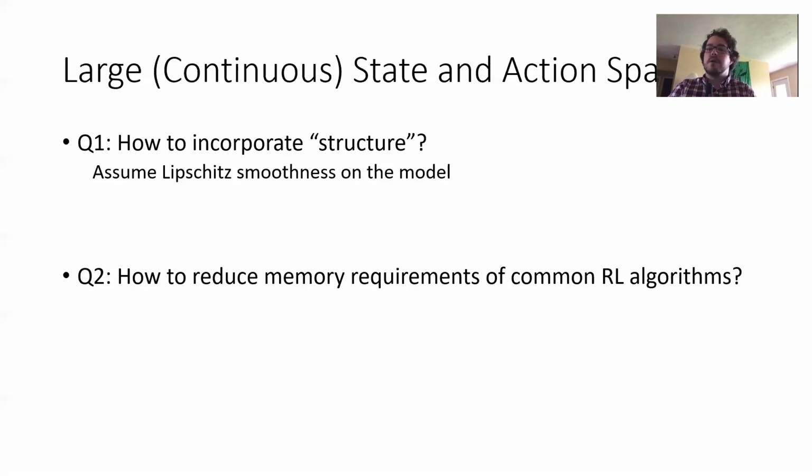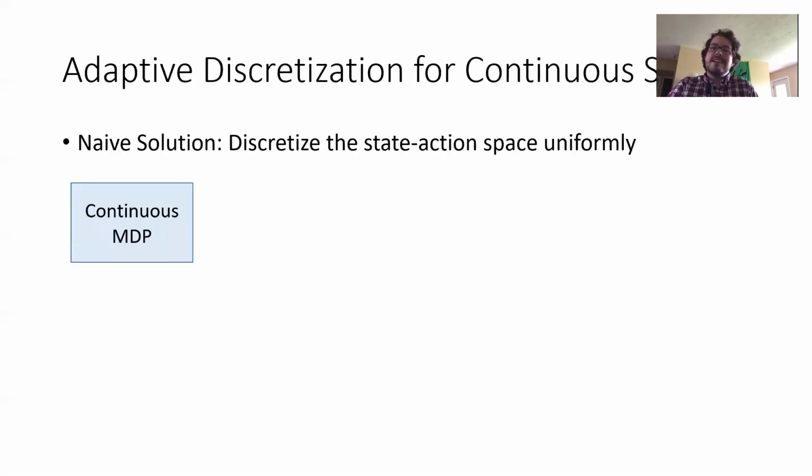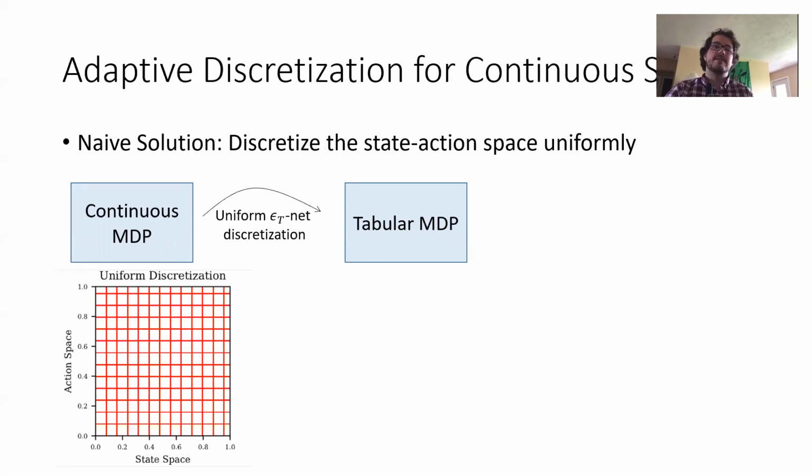So if you have a large or a continuous state and action space, a naive solution is to try and discretize the state and action space uniformly. And what this ends up doing is it takes your continuous Markov decision process and maps it to a tabular or a discrete one. And the way that you do it is just with a fixed discretization.